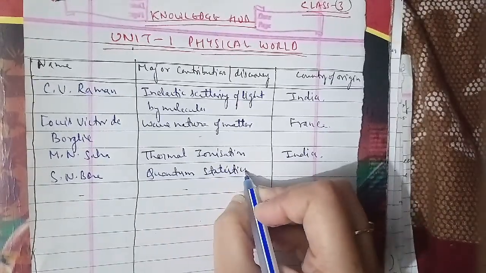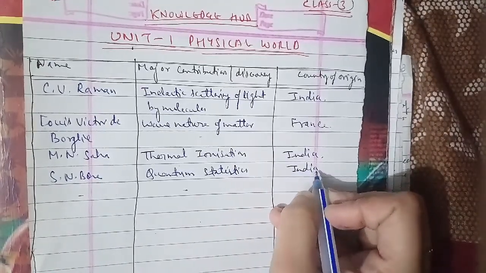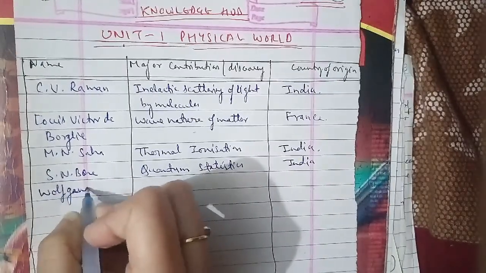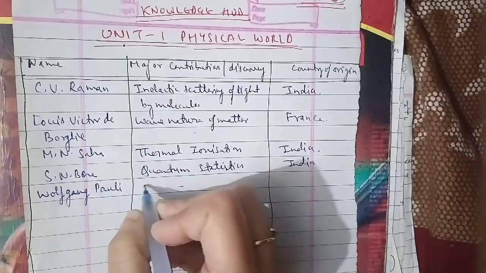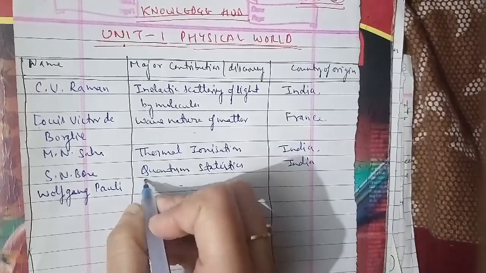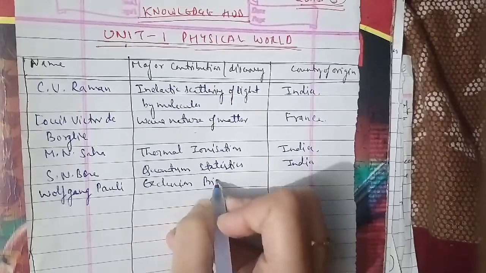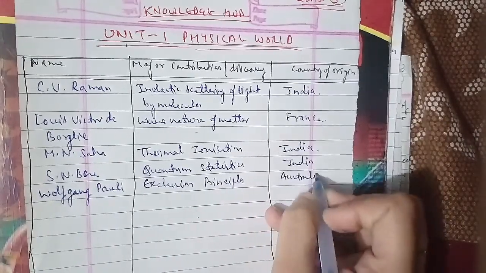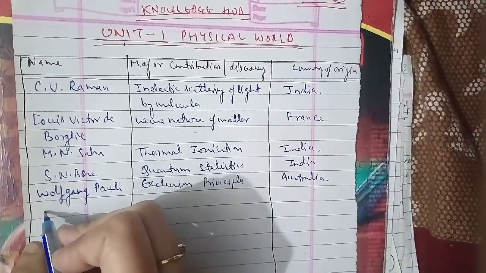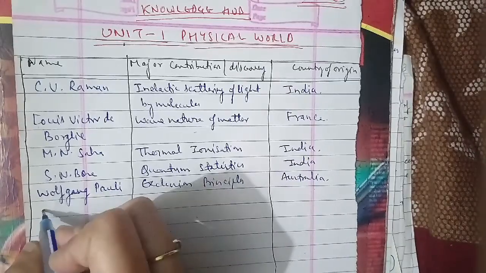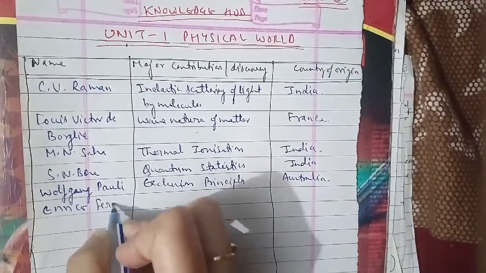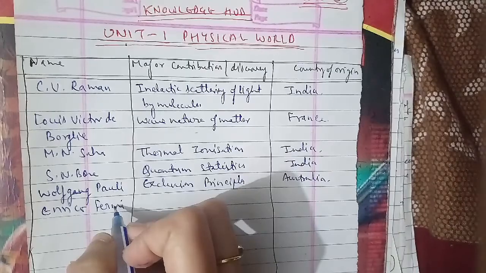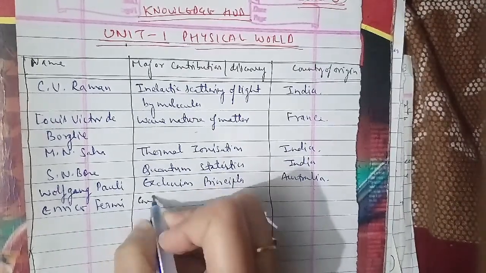Another physicist is Wolfgang Pauli. His major contribution and discovery is the exclusion principle, and the country of origin is Austria. Now the next physicist is Enrico Fermi. His major contribution and discovery is controlled nuclear fission, and the country of origin is Italy.